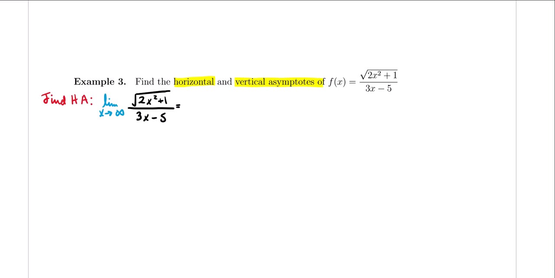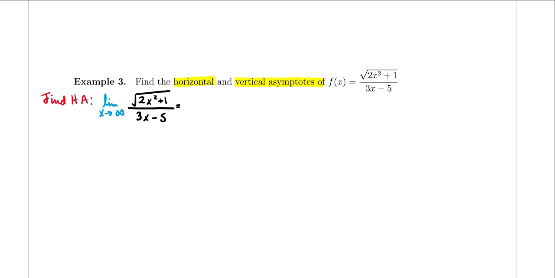Okay, so then we have the limit as x approaches infinity for the square root of 2x squared plus 1 all over 3x minus 5. Now, I know that technically speaking, we do need to take the limit as x also approaches negative infinity, but we'll get to it in a second.